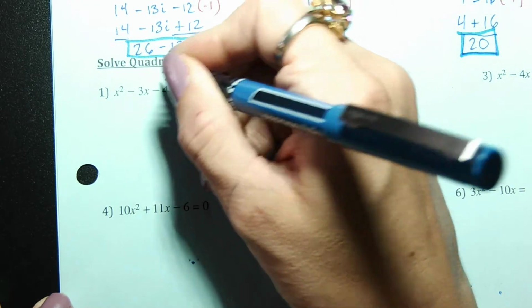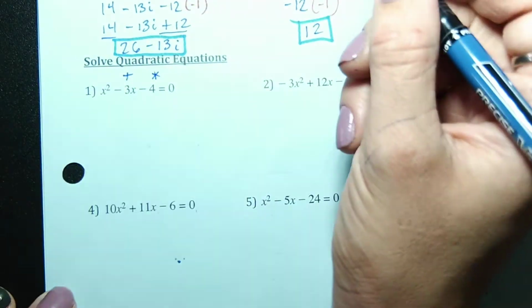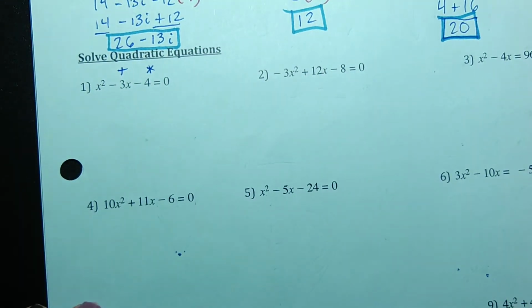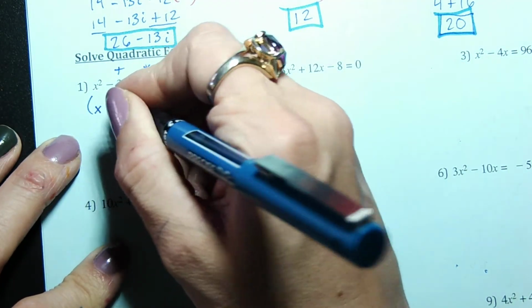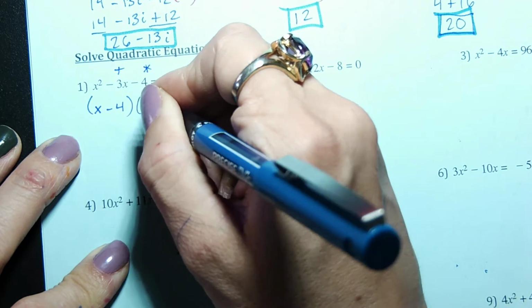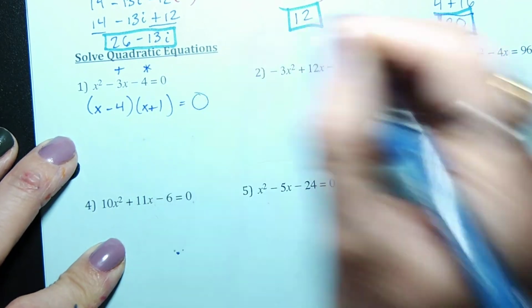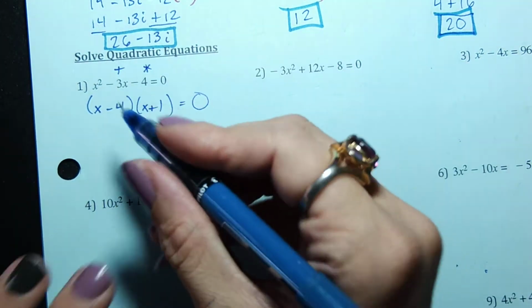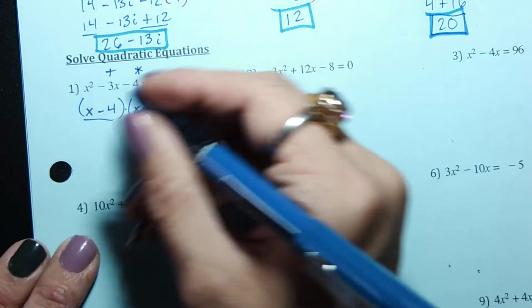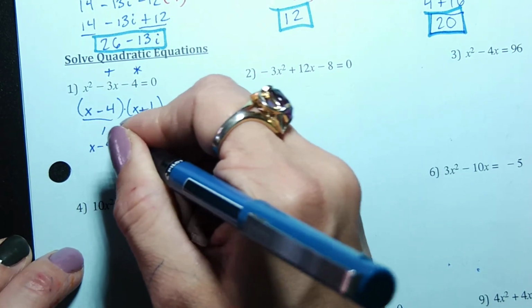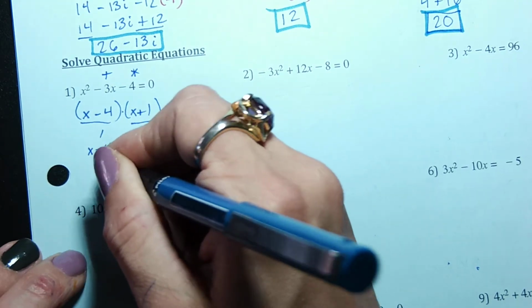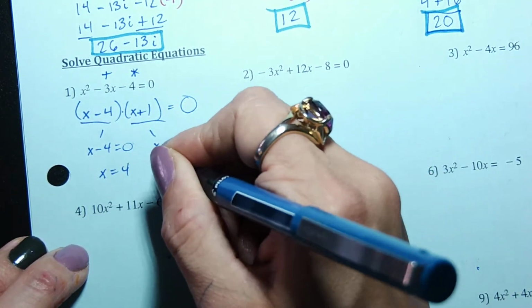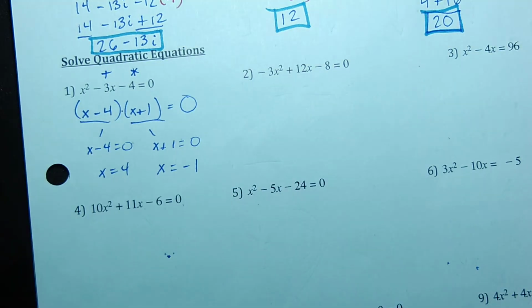If I'm looking for a product of -4 and a sum of -3, could I find this by factoring? Yep. X minus 4 and x plus 1. So then if I have something times something equals 0, either this one is equal to 0 or this one is equal to 0. X is equal to 4 and x is equal to -1.